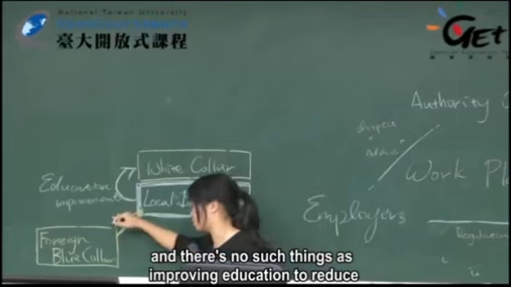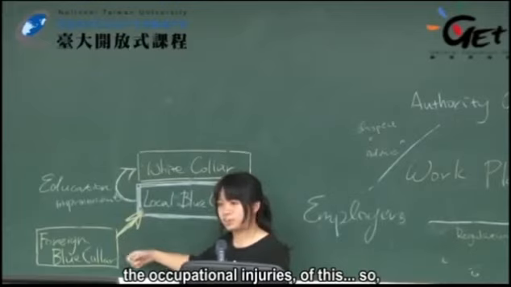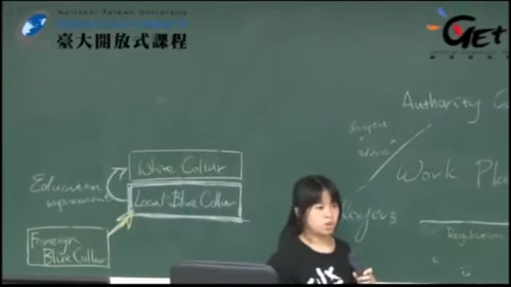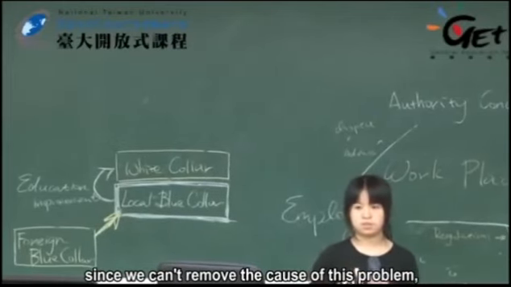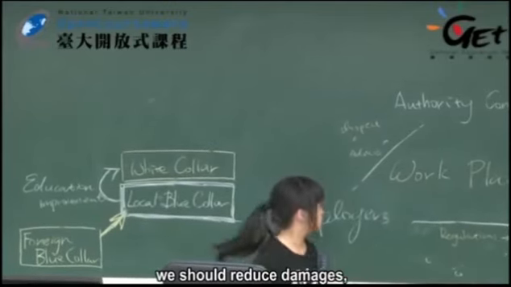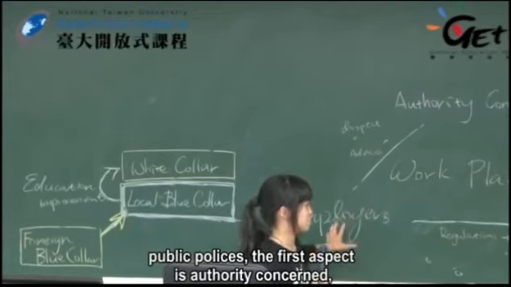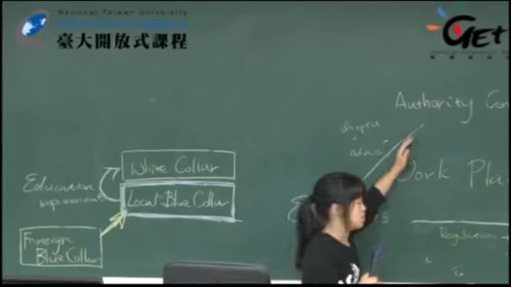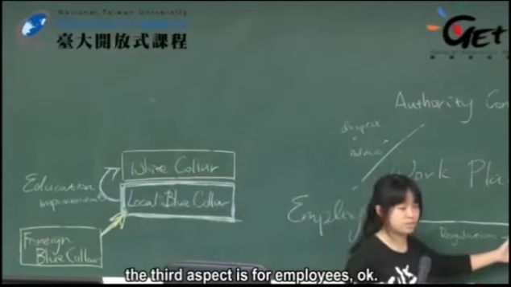Improving education to reduce the occupational injuries on this side. So since we can't remove the cause of this problem, we should reduce damages. So there are three aspects to do on this policy. The first aspect is authority concerned. The second aspect is employers. The third aspect is for the employees.